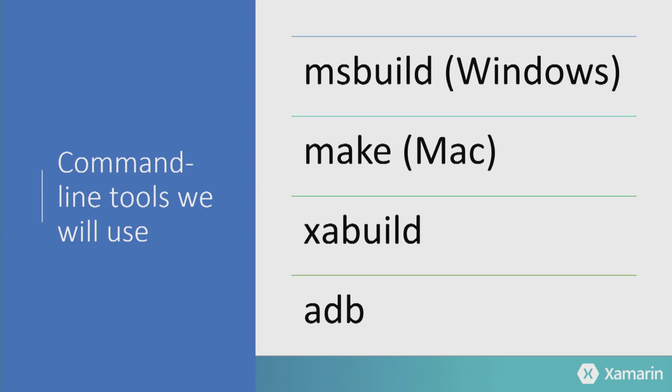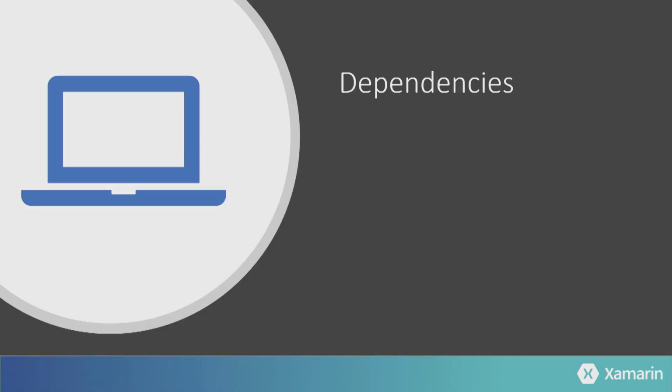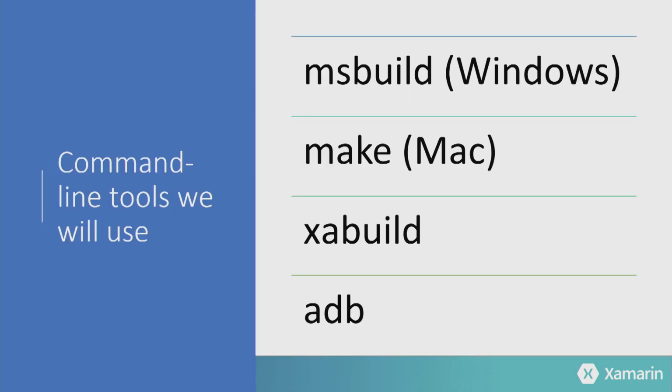And I'm going to be on Windows. I know there's a lot of Macs around here, but every command I run, you can actually run on Mac too. You just use make instead of MSBuild. And then we have a tool called XABuild, which I'll get into later, that we'll use to build apps with our build of Xamarin Android. And then we'll use ADB quite a bit, which stands for Android Debug Bridge. That's just a tool that lets you interact with an Android device or emulator that's connected.